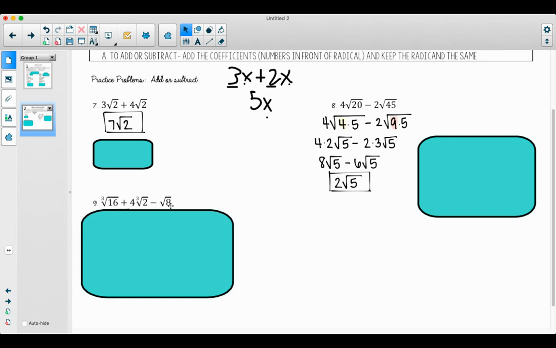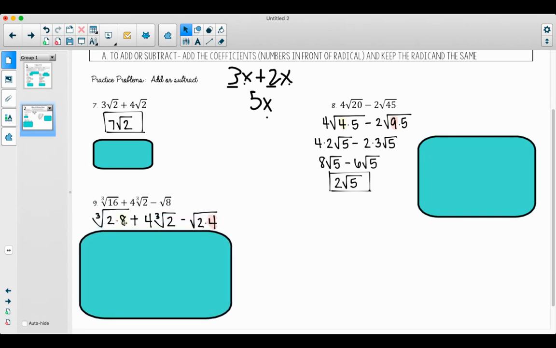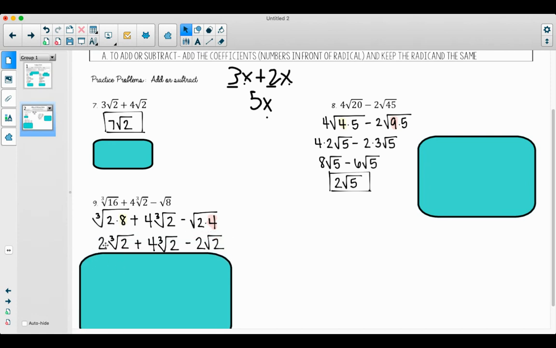So let's simplify there. The cube root of 16, I can rewrite and think that it's 2 times 8. Perfect cube. 2 cubed is 8. And I can rewrite 8 as 2 times 4 because it's a perfect square. Index of 2. So now what I have to do is simplify. I can rewrite the cube root of 16 as 2 the cube root of 2. This middle term is already simplified, so I'm just carrying it down. And then I can rewrite the last term as 2 square root 2.